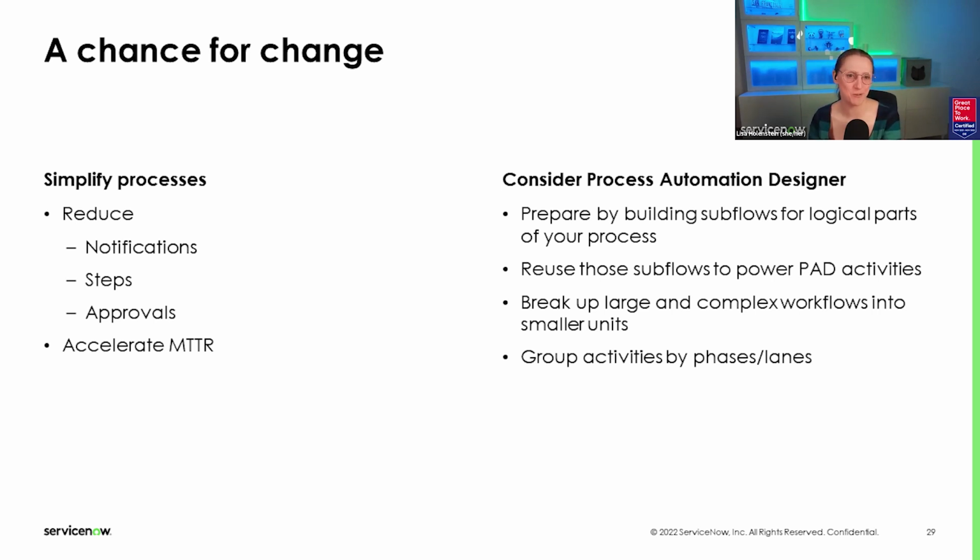And then on the more complex side, I will say it again, consider Process Automation Designer. It's an awesome tool. If you're considering using it later, build subflows for logical parts of your process. Those can then easily be reused for Process Automation Designer activities. Break up large and complex workflows into smaller units. We will recommend that anyway for performance reasons. So don't have flows that exceed 25 or more actions. If you can, use subflows instead to break those out into units. And then group activities by phases and lanes. Wow, that was a lot.